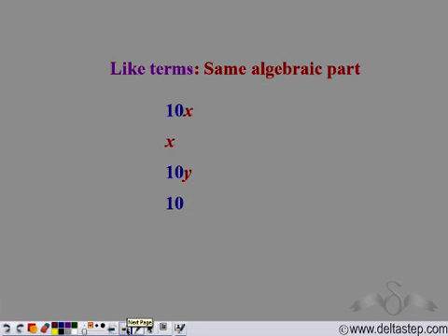What are like terms? The terms which have the same algebraic part are called the like terms. So, same algebraic part. Now look at these terms. 10x and x. What is the algebraic part of 10x? x. What is the algebraic part of x? x. So these two have the same algebraic part. So these can be called like terms. So 10x and x are like terms.